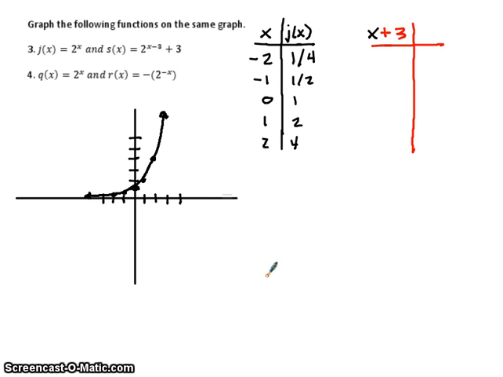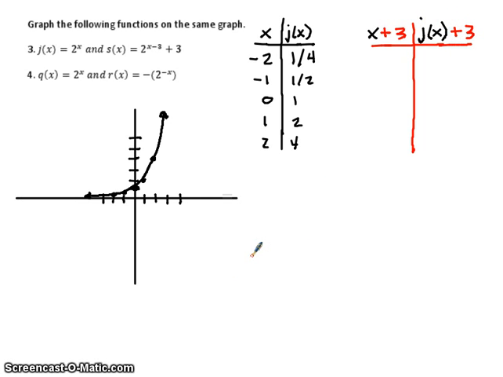Okay, it's a horizontal shift to the right. Also, we have that plus 3. What does the plus 3 do? That's going to be a vertical shift up. And so we're going to take our original y value and we're going to add 3 onto it.